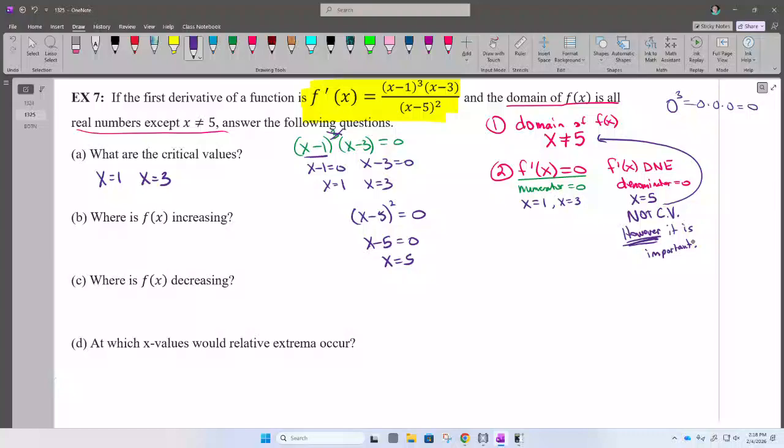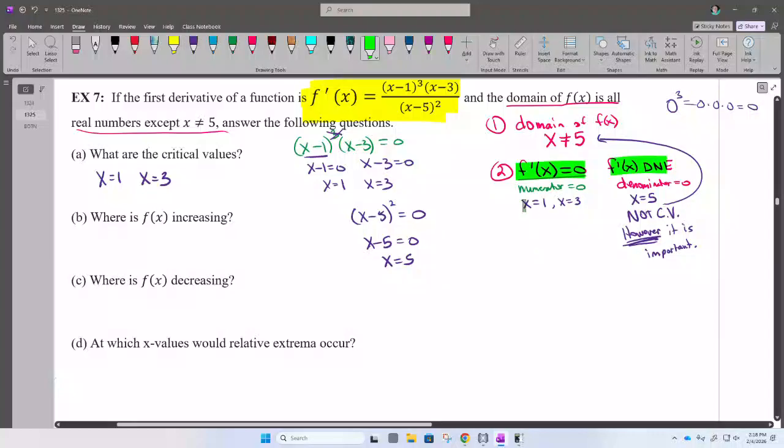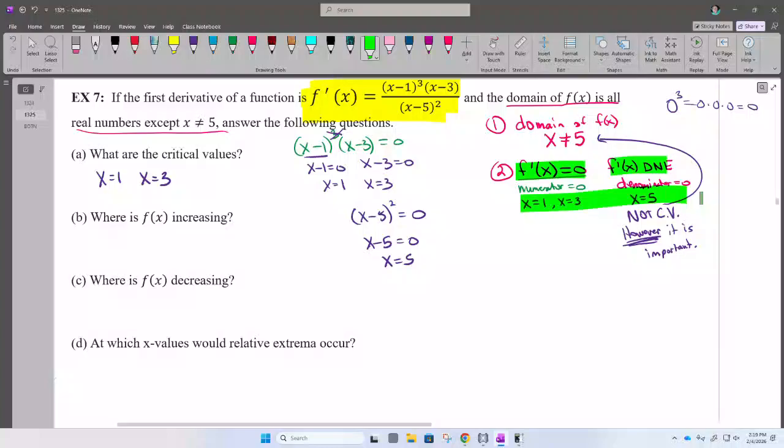Okay. So we just checked these two things and we came out with 3 numbers. Only 2 of them are critical values, but the third one is important. It's important enough that it appeared. It might not be a critical value, but it's going to play a role in all the other stuff. So it still has to go on the number line, even though it's not a critical value.